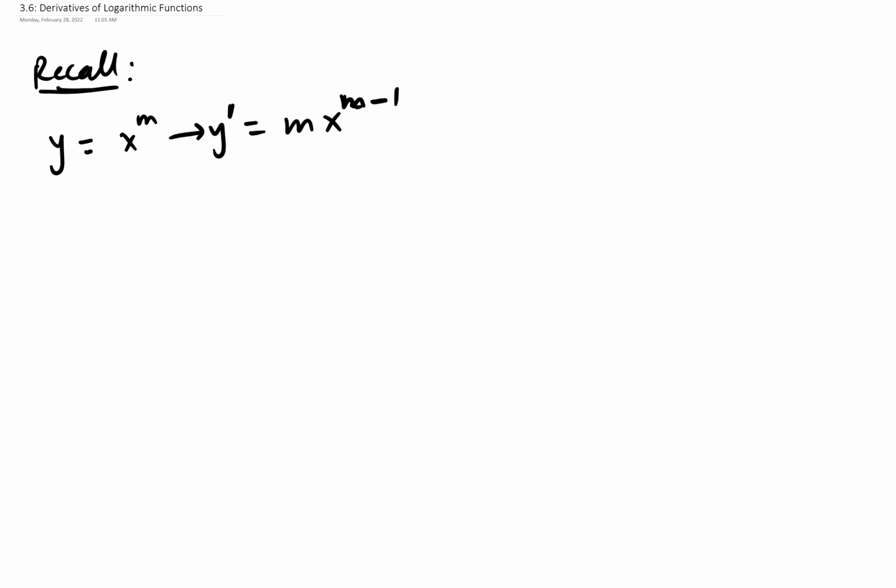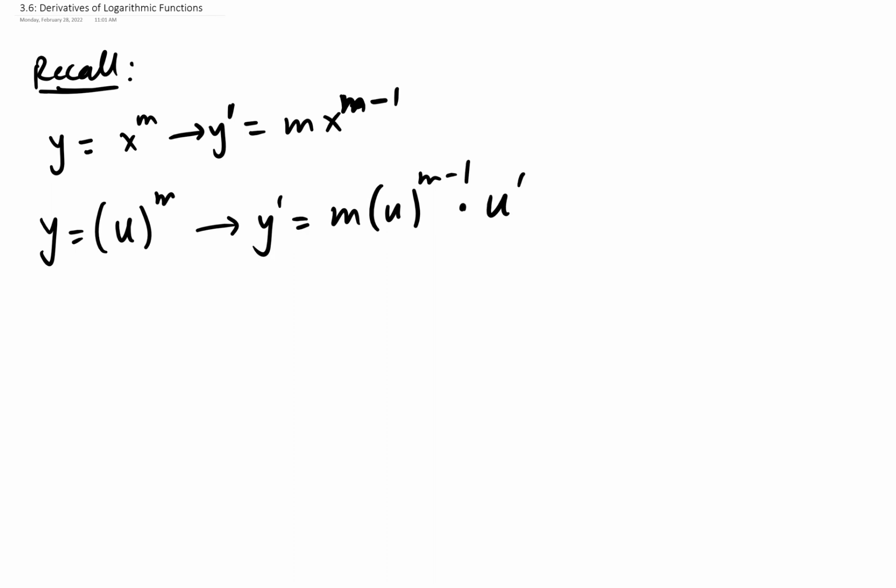It's Math 3A, section 3.6. But before we do this, let me recall some of the derivative formulas. If y equals x to the m, then y prime is m x to the m minus 1. That's the power rule. And then we had the chain rule: y equals u to the m, where u can be any function, so y prime is m u to the m minus 1 times the derivative of u.